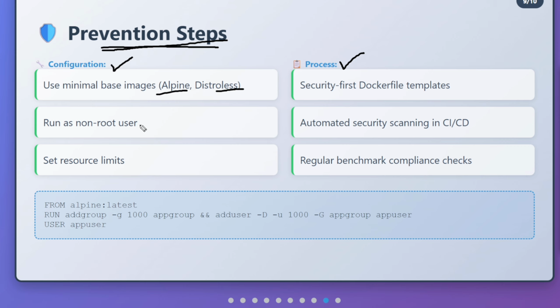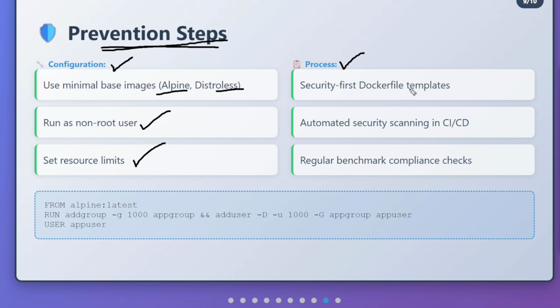We need to run as a non-root user, which avoids running containers as root. We need to use a dedicated user with limited privileges to prevent privilege escalation if the system is compromised. And we need to set resource limits, what limit of memory and CPU that particular container can use, as well as processes, to prevent abuse or denial of service attacks.